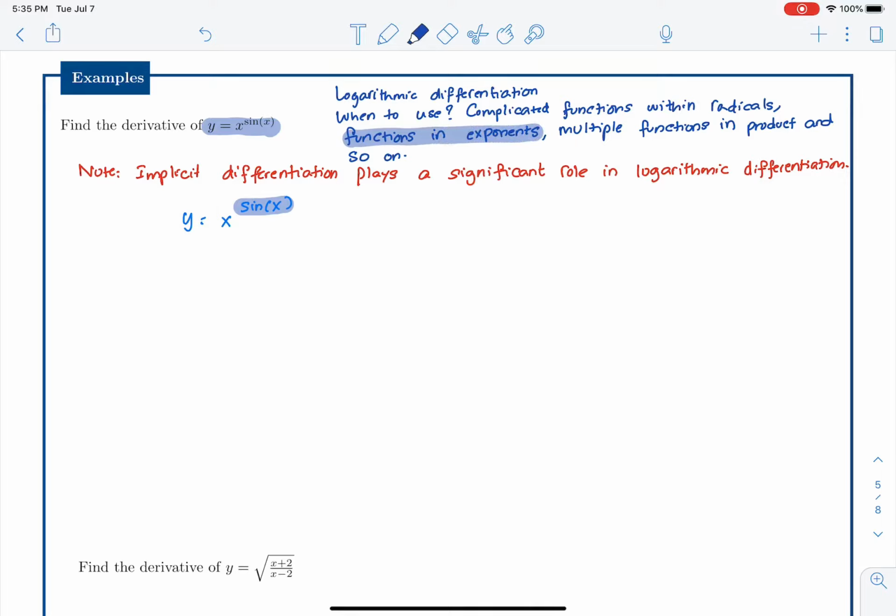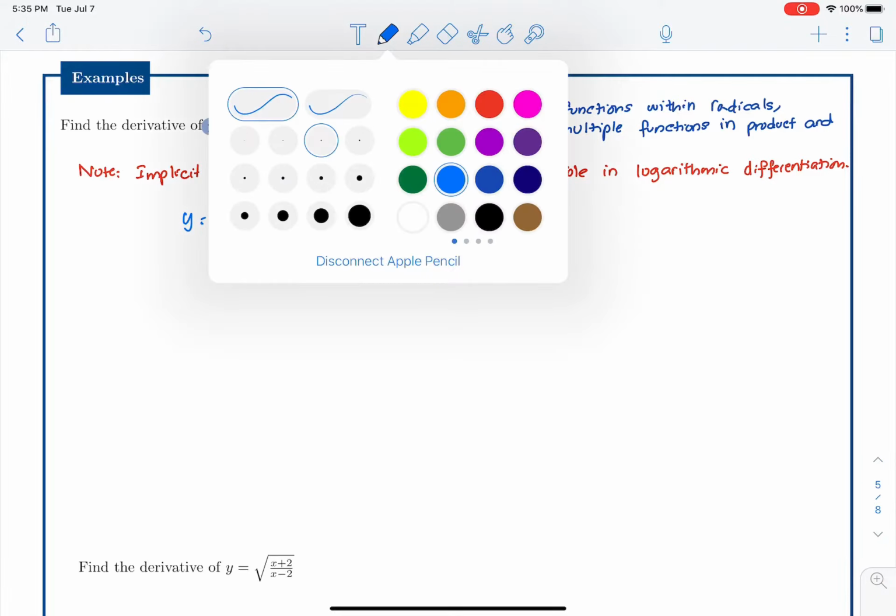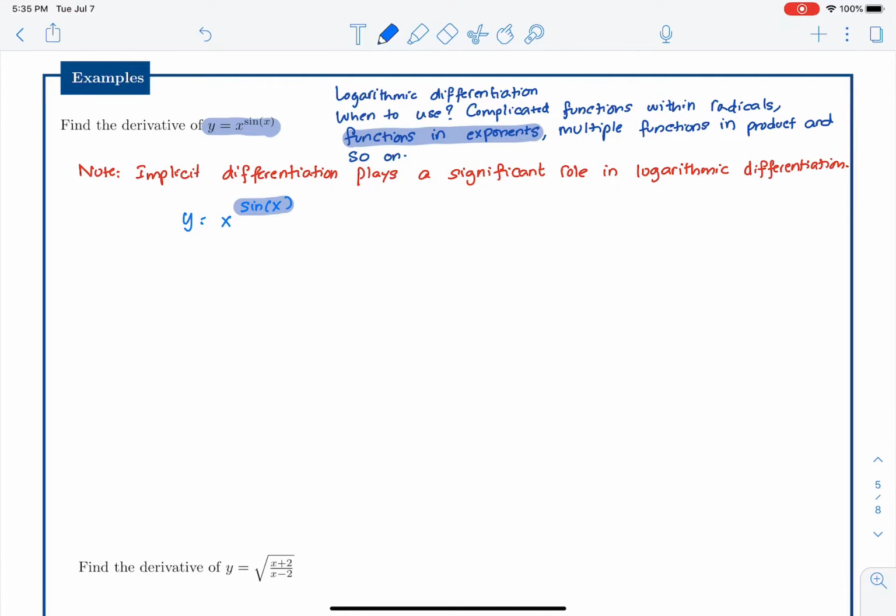So we have a case here, and taking the derivative in this case directly might be quite complicated. So what we do is we make use of logarithmic differentiation. So we take logarithm on both sides, we typically do natural logarithm. So natural logarithm of y equals natural logarithm of x raised sine x. So I take natural logarithm on both sides.